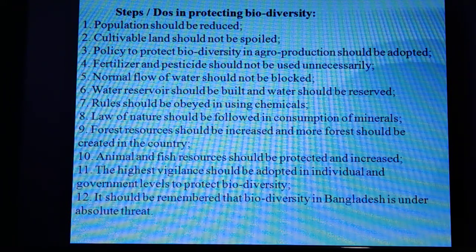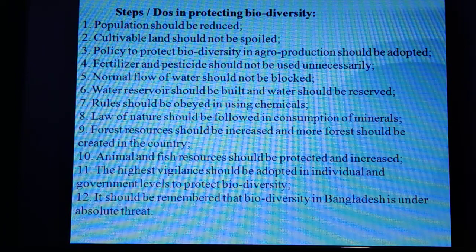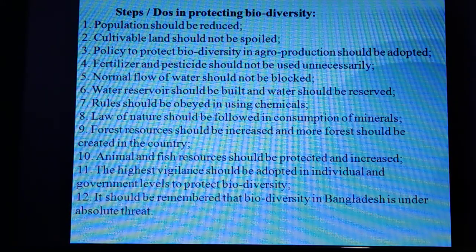Point 4, fertilizer and pesticides should not be used unnecessarily. We should not use fertilizer and pesticide without necessity. Point 5, normal flow of water should not be blocked. We should not make houses, construct roads, dams, bridges, or culverts on the passage where the water is flowing.